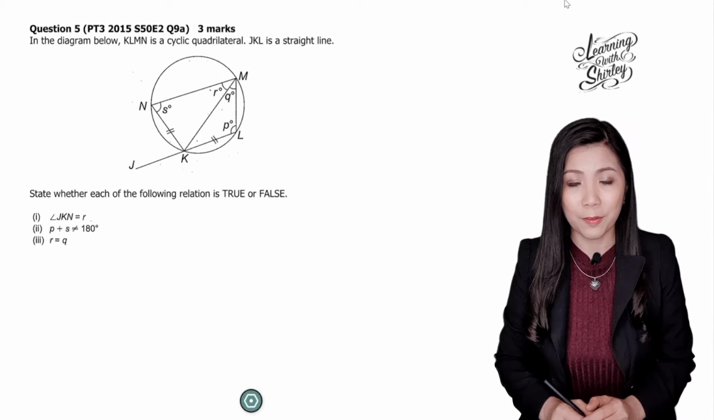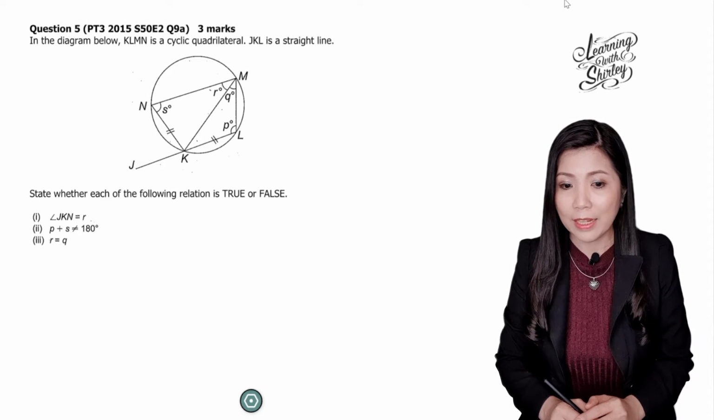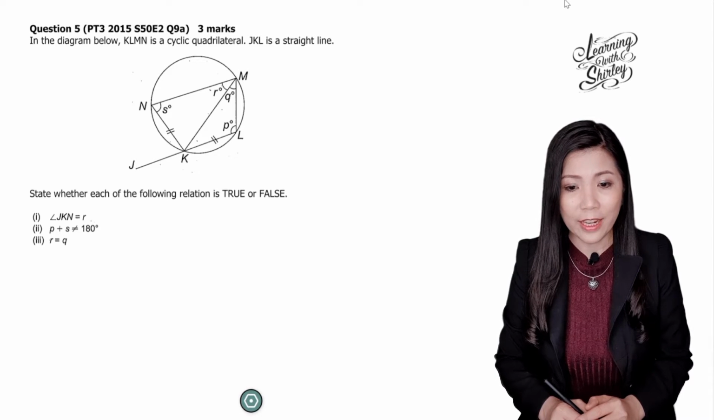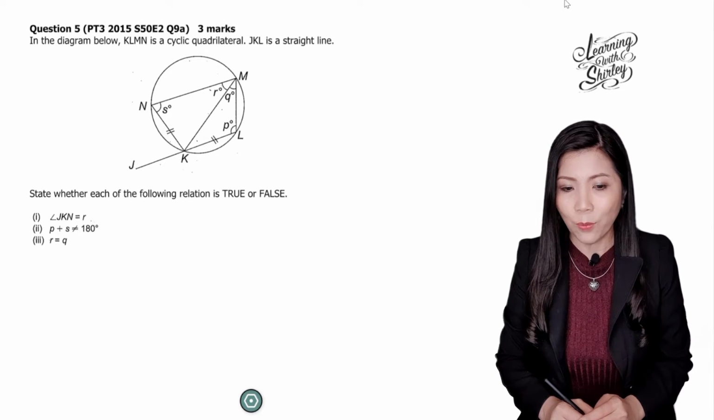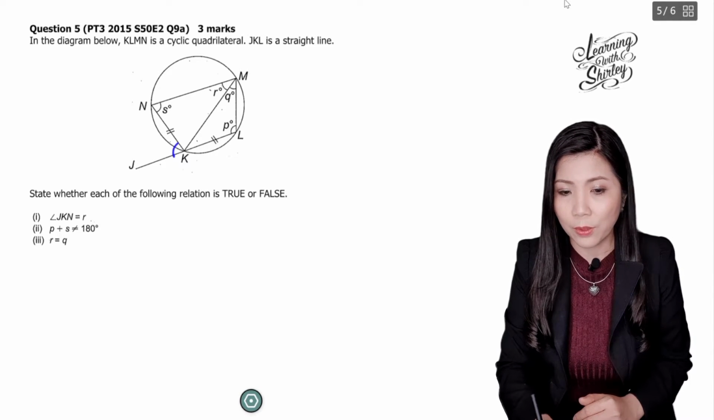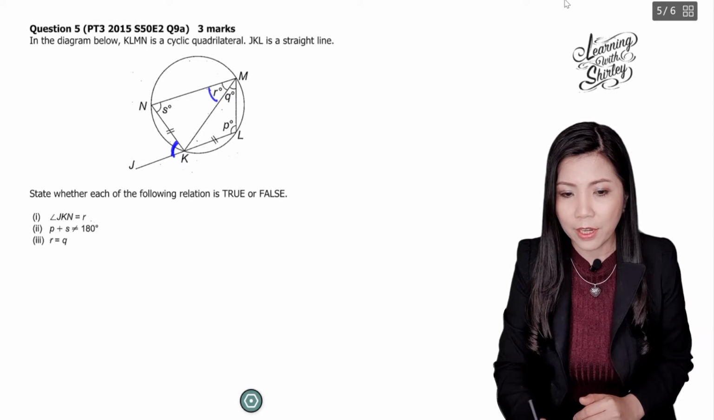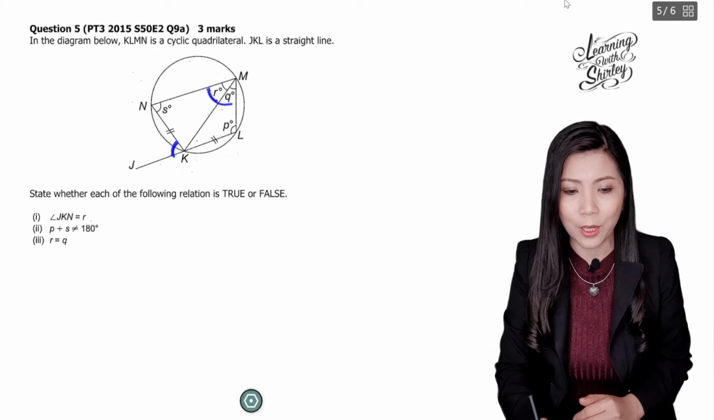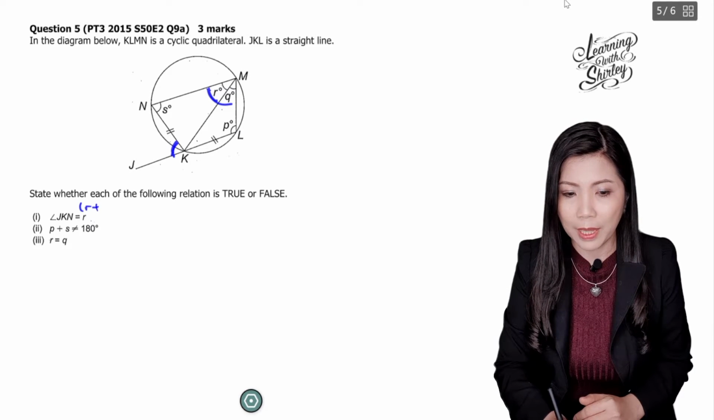Let's look at question number 5. In the diagram below, KLMN is a cyclic quadrilateral. JKL is a straight line. State whether each of the following relations is true or false. Angle JKN is equal to R is false. Why? Because JKN is supposed to be equal to R plus Q. So therefore, this is false.